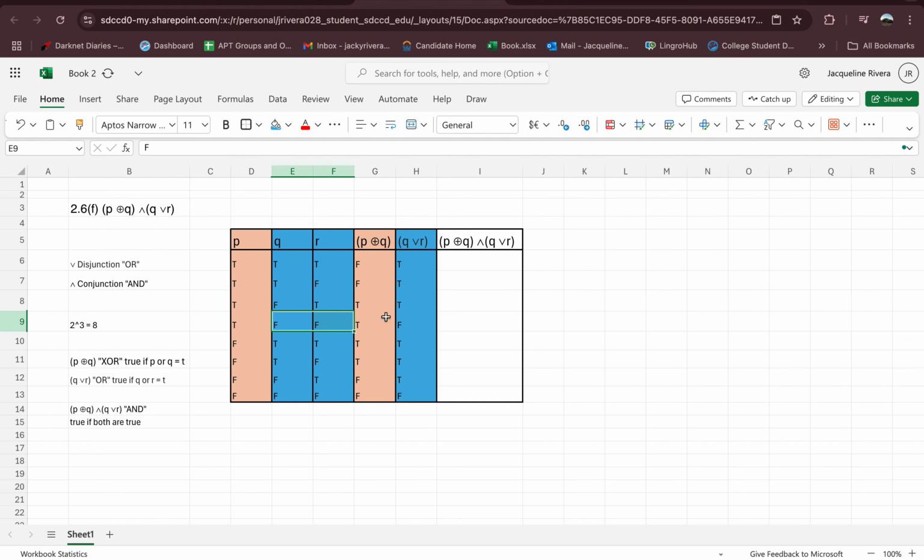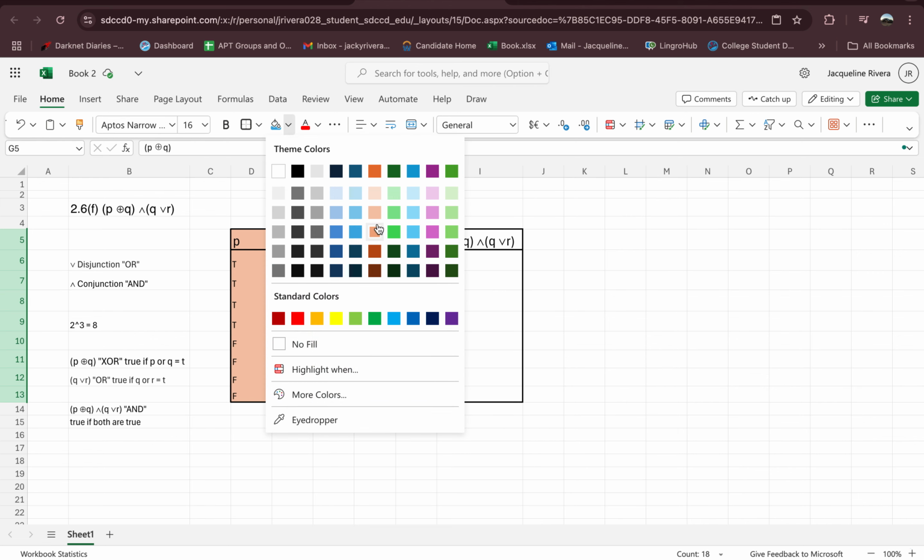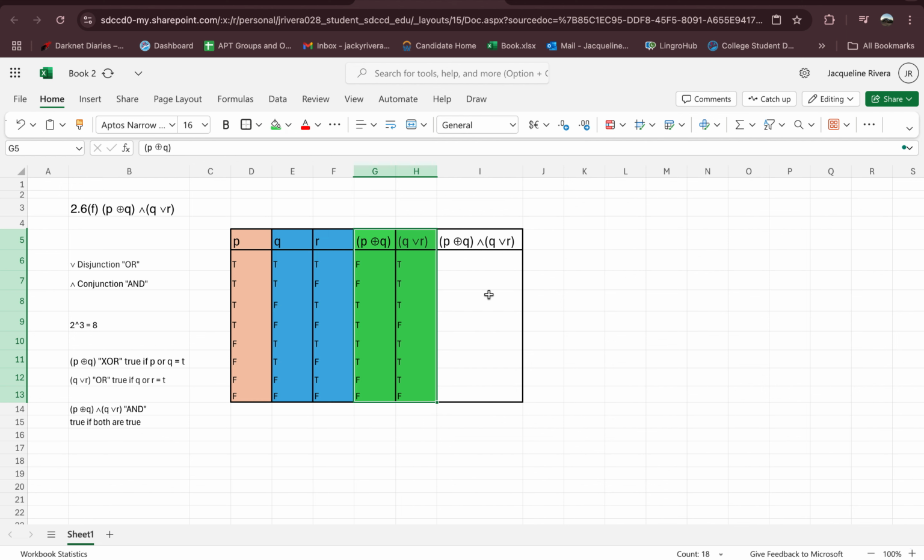So you see how the only false that we had was these? That's because they didn't have a true in it, but the other ones did. Now our final column would be these 2 columns, and these 2 columns will make them green, is what finalizes this column.